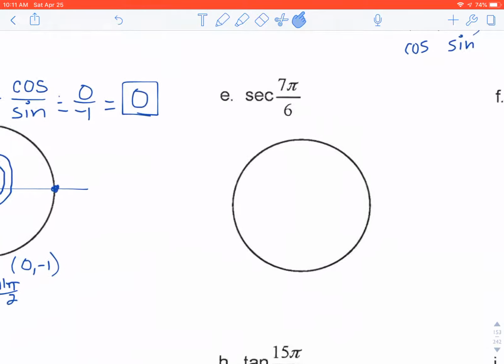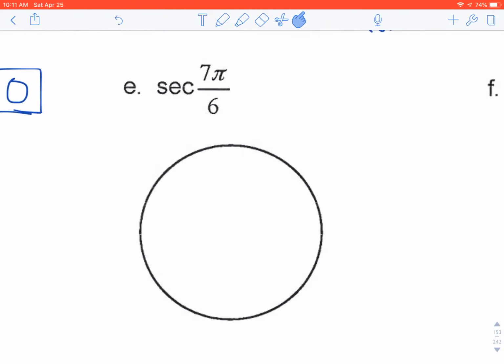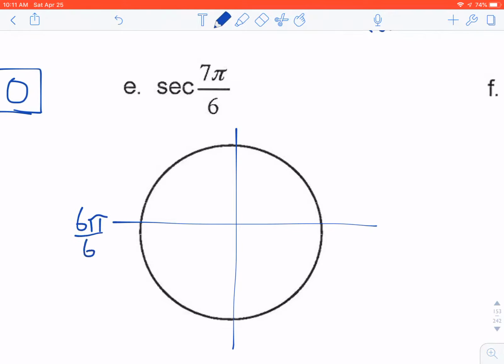Okay, letter E, the secant of 7 pi over 6. Let's first find where 7 pi over 6 is. If you need to remind yourself, our family of 6, this is 6 pi over 6. So 7 pi over 6 is right after that. Our family of 6, but we're in quadrant 3.